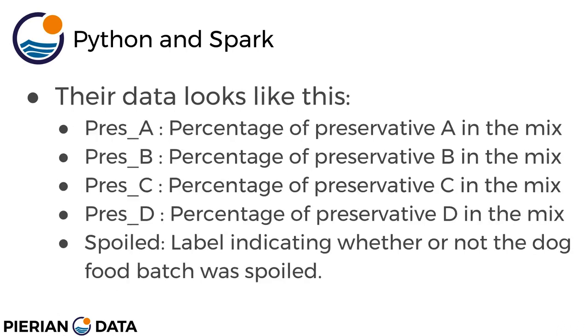So the data that they presented you with looks like this. They have the 4 preservative chemicals that are not the filler, so preservative A, B, C, and D, and the actual value is the percentage of the preservative A in that particular mix. Then you have a label column of spoiled, indicating whether or not that dog food batch was spoiled early.